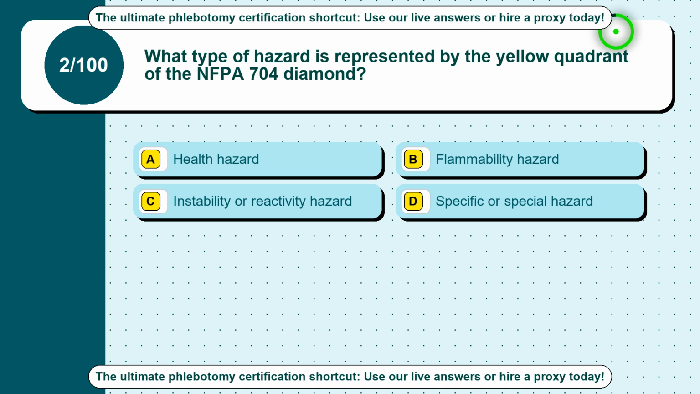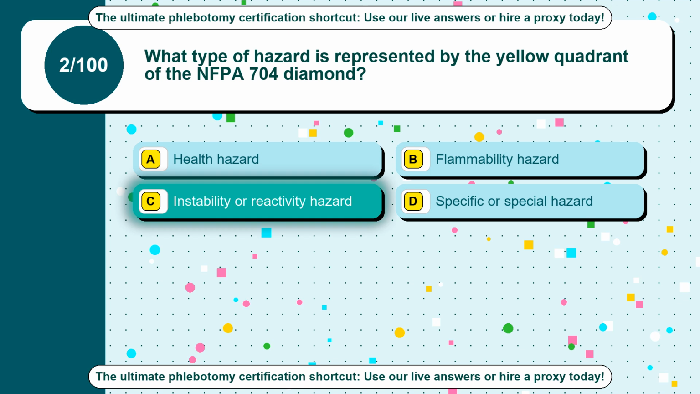Question 2. What type of hazard is represented by the yellow quadrant of the NFPA 704 diamond? Option A. Health hazard. Option B. Flammability hazard. Option C. Instability or reactivity hazard. Option D. Specific or special hazard.